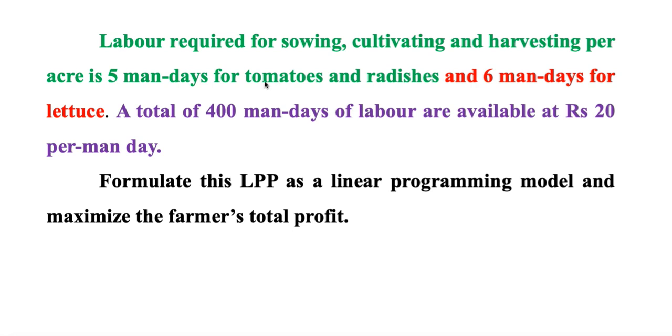So we represent tomatoes by x1, then lettuce by x2 and radish by x3. That is 5x1 plus 6x2 plus 5x3, right? Now here we have a total of 400 man days of labor available, and the cost is how much? It is 20 per man day. So we are going to multiply that by how much? 20. So let us go for this.